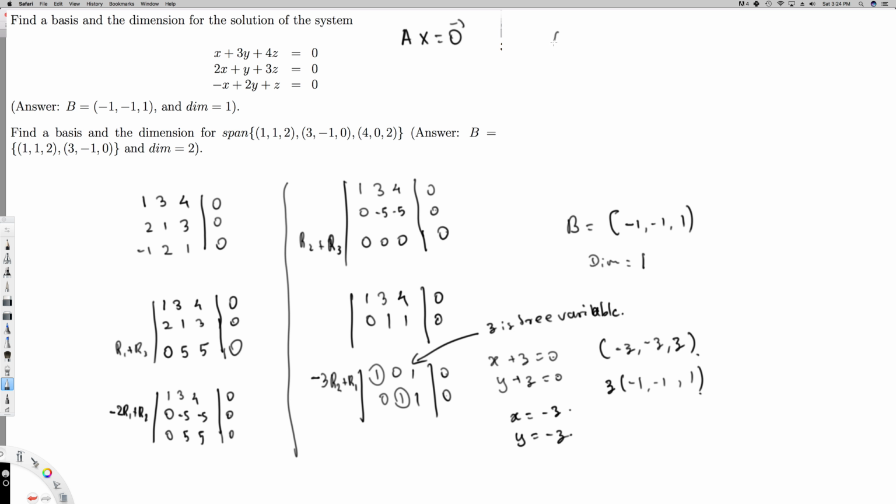So let's see how we can do this. But this is totally different. In this case they didn't equate to 0, so we don't have to worry about the null space. To do this, I can simply arrange the vectors in rows. For example, this is going to be 1 1 2, 3 minus 1 0, 4 0 2, and now I have to do the Gauss Jordan.